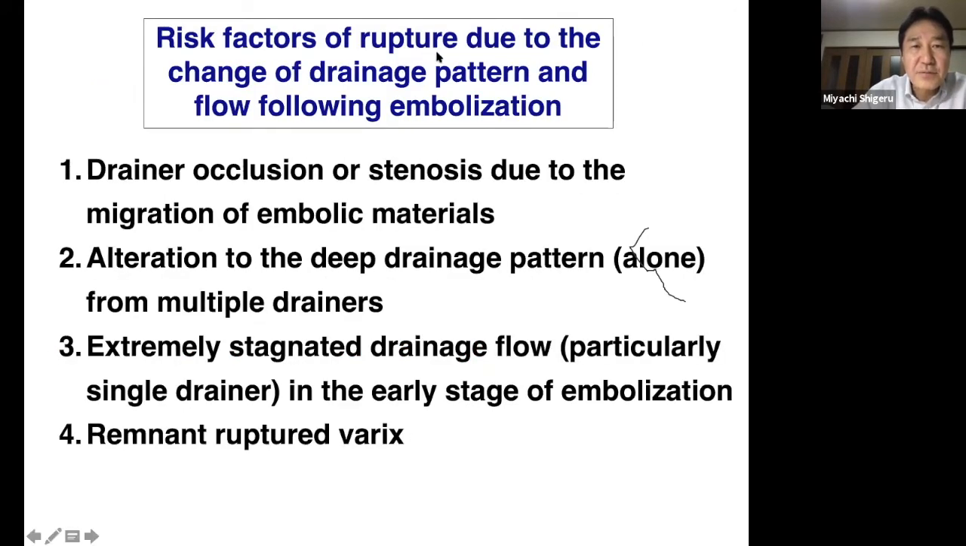And also risk factors for rupture due to the change of drainage pattern and the flow following embolization. For example, drain occlusion, stenosis due to the migration of Onyx, alteration to the deep drainage pattern, and extremely stagnating drainage flow in the early stage of embolization, remnant ruptured varix. In such cases, we must embolize more as soon as possible, or we must consider the emergent surgical extirpation. Otherwise, there's a high risk of a big hematoma.